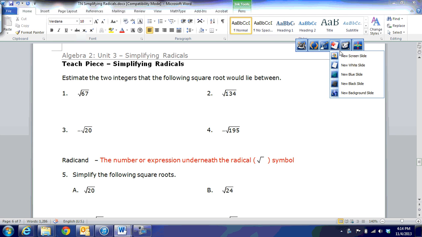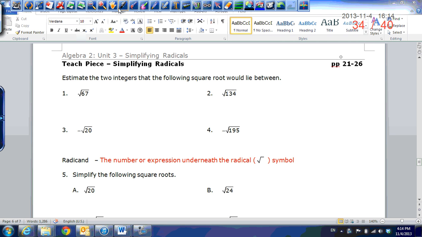All right, boys and girls, let's do some simplifying radicals. The first part of your notes just wants us to estimate between which two integers this square root would fall. So square root of 67: 8 squared is 64, 9 squared is 81, so it's somewhere between 8 and 9. That's all it wants to do is estimate.